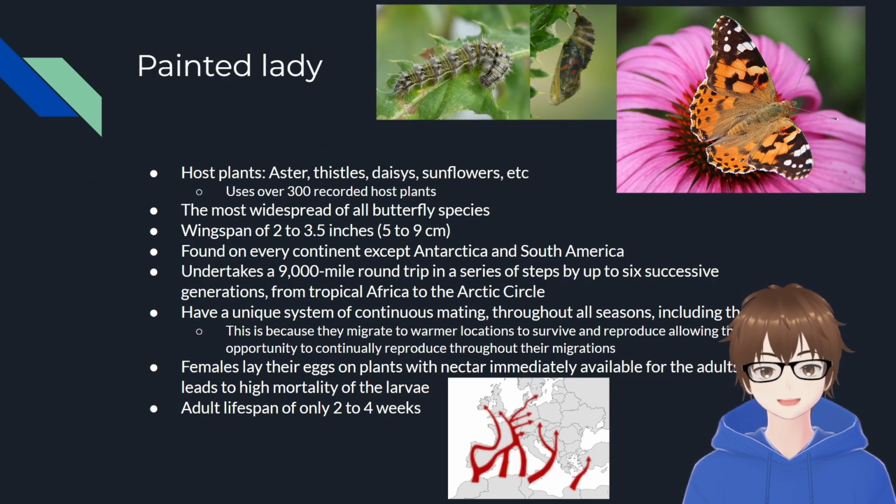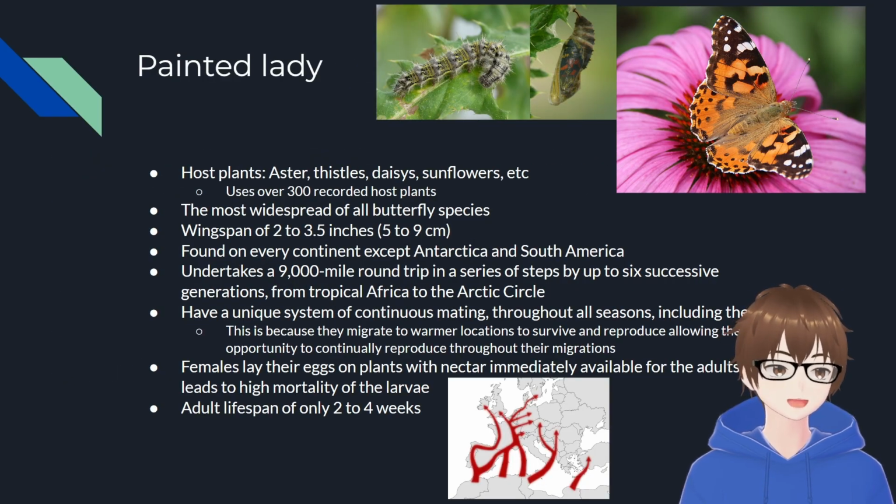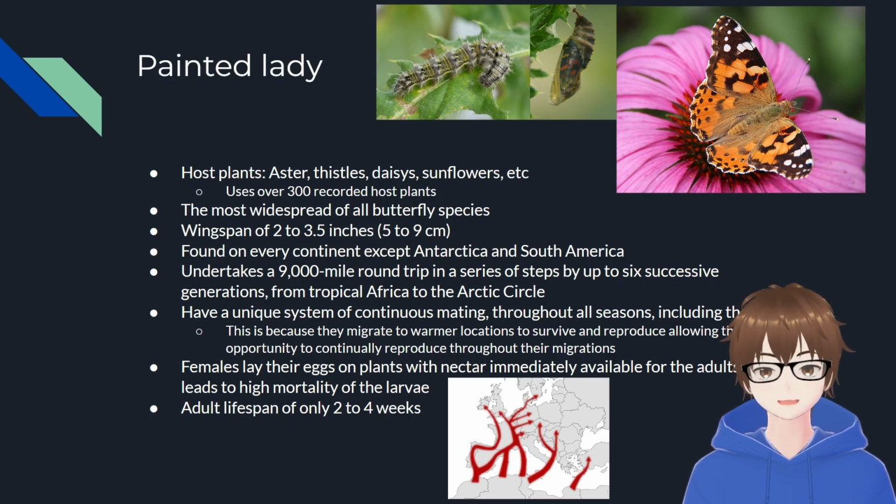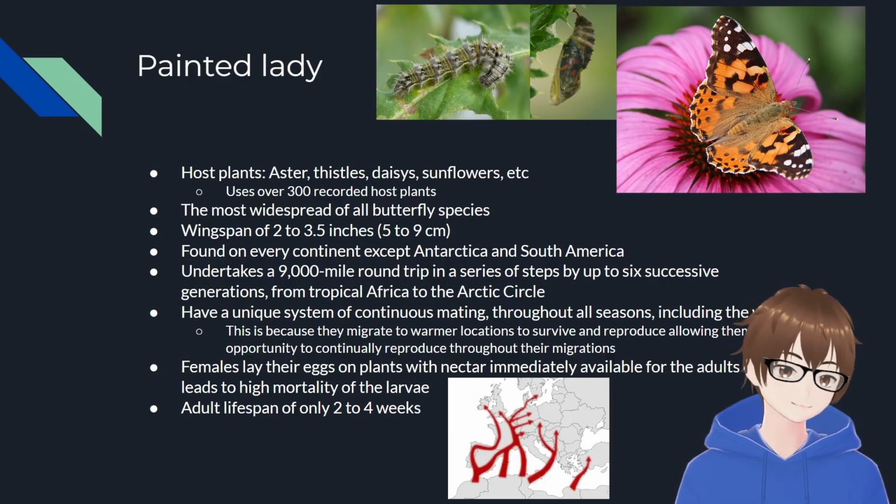Next, we have the painted lady, which I told you we would talk about a little bit. I have the caterpillar here, then the chrysalis pupa form, and then the adult up top. The host plants of these are asters, thistles, daisies, sunflowers, etc. It uses over 300 recorded host species. So again, I can't name them all.